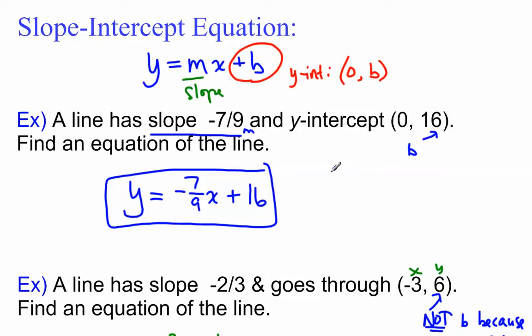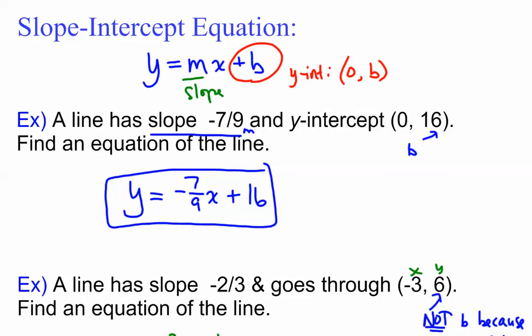Okay, so very simple one. A line has a slope of -7/9 and a y-intercept of (0, 16). Find the equation. Well, it's just a matter of grab the numbers, plug them in, right? So our -7/9 is, of course, going to be m. And then we look here, the y-intercept is (0, b), so that means b is a positive 16. And we've got our equation, y equals -7/9 x plus 16.